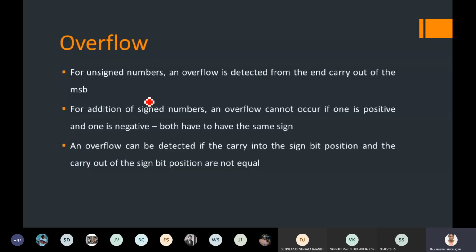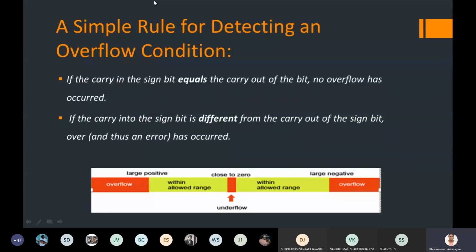Okay, so for unsigned numbers, the overflow can be detected from the end carry out of the MSB, the most significant bit. In addition of two signed numbers, usually overflow occurs. Overflow cannot occur if one is positive and one is negative, but if both the numbers have the same sign, both positive, then overflow may occur. So we'll tell what is the rule for detecting the overflow condition.